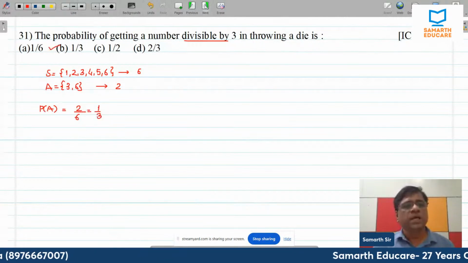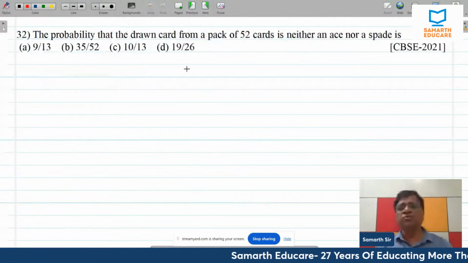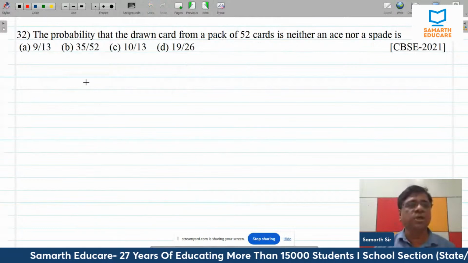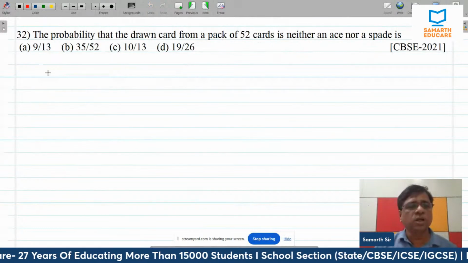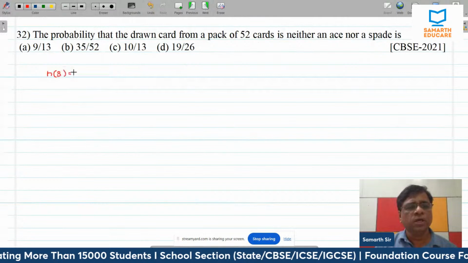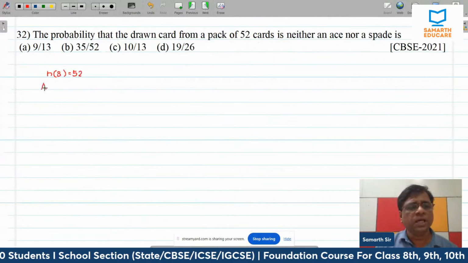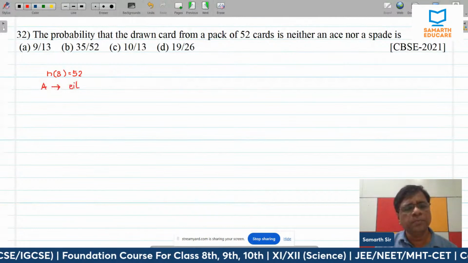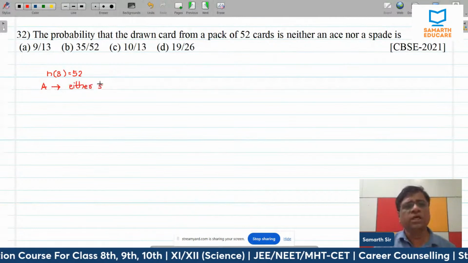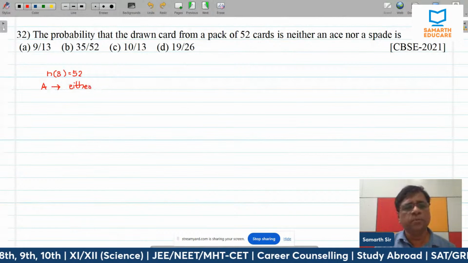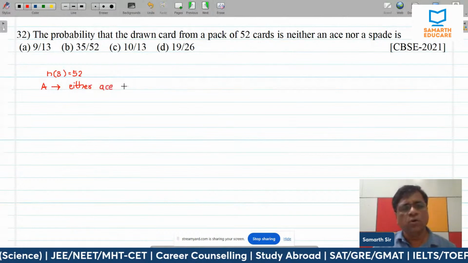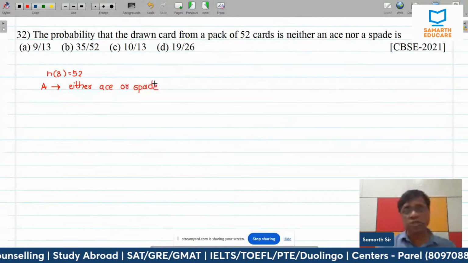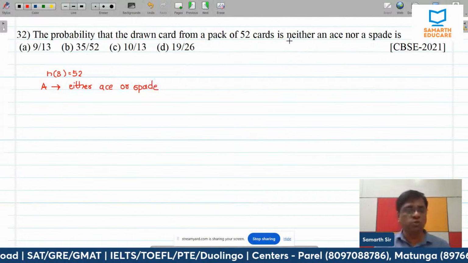Next, the probability that a card drawn from a pack of 52 cards is neither ace nor spade card. I would suggest, here n of S, total cards, how many are there? 52. Okay, if I take A, I will define it here as either spade or ace. Generally either this will work or that will work. Of course I want neither spade nor ace, that I will come to. But here you have to be very careful.